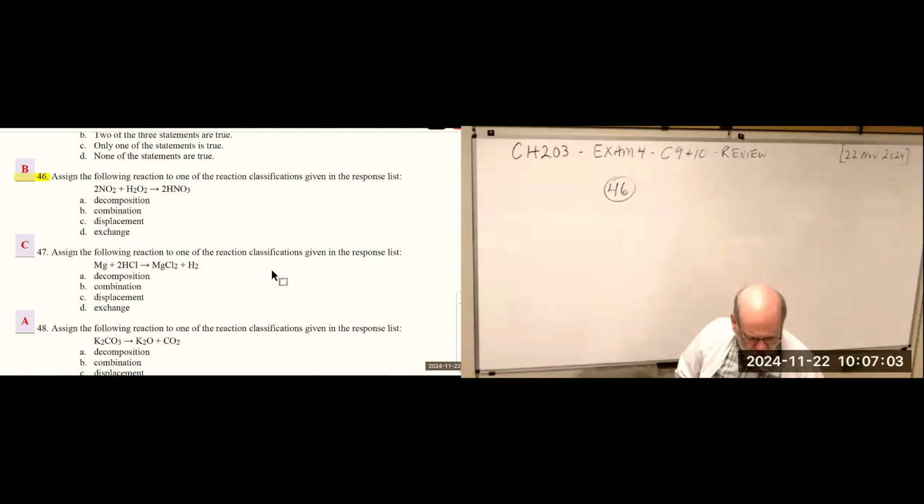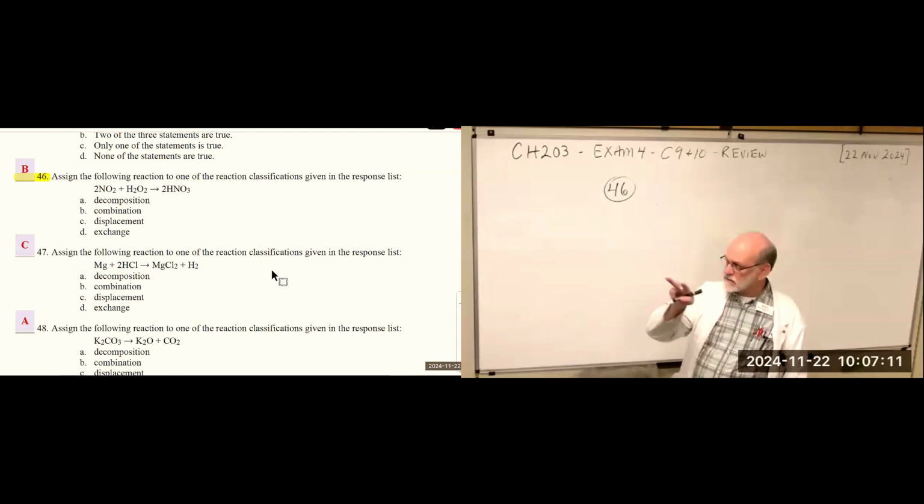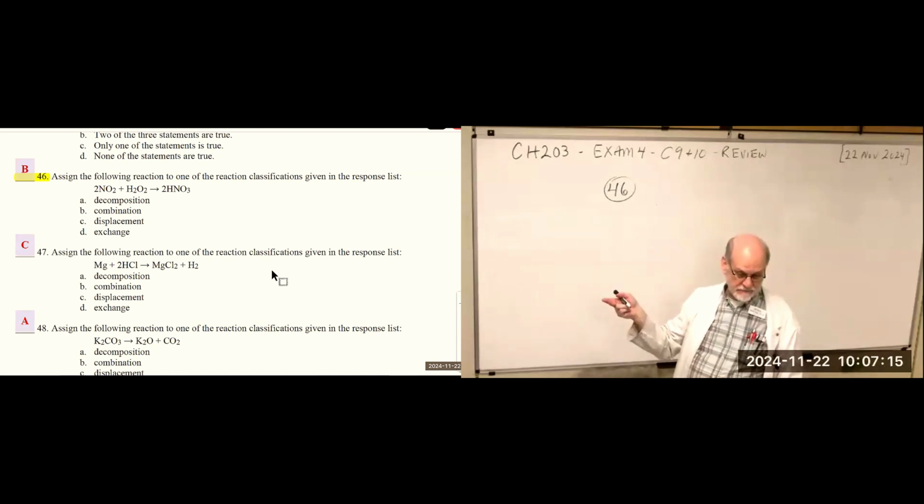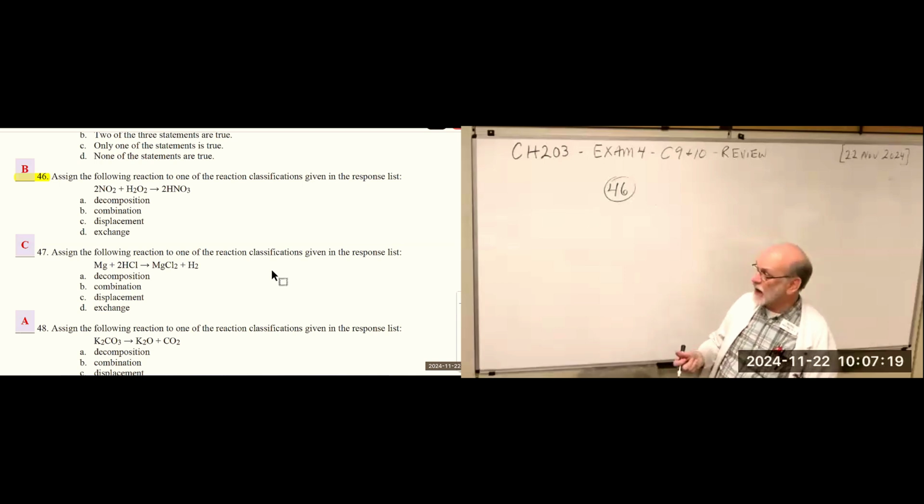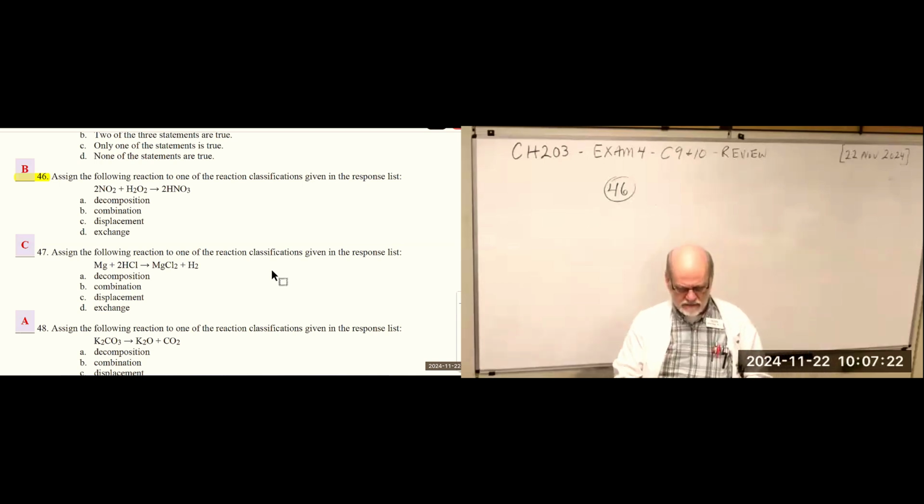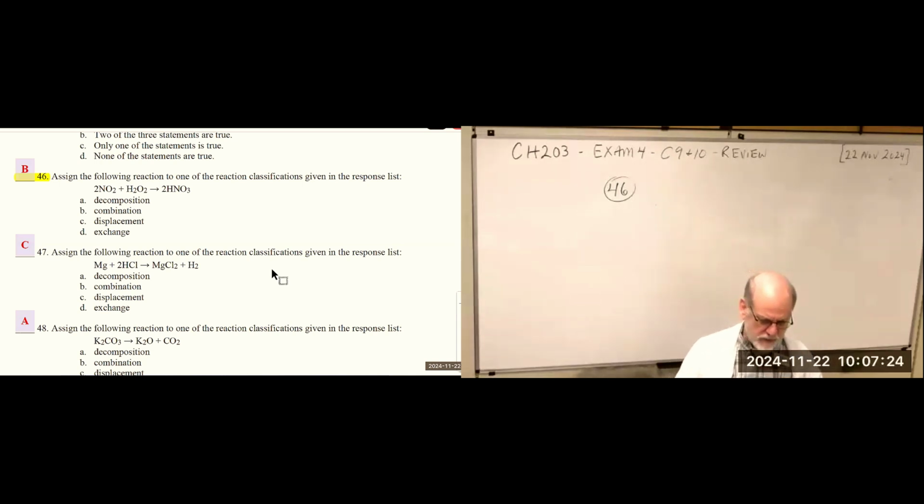Assign the following reaction to one of the reaction classifications given in the response list. Okay, so what do we have here? We've got two reactants making one product. That's a synthesis. Or let's see, a combination. Their term is combination. Either way is a correct description.